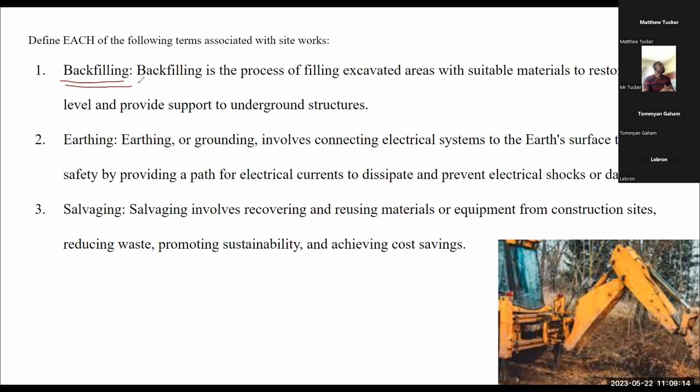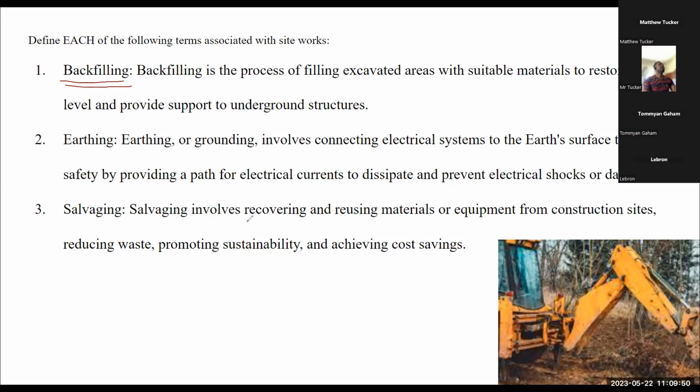Earthing. So earthing or grounding involves connecting an electrical system to the Earth's surface to ensure safety by providing a path for electrical currents to dissipate and prevent electrical shocks or damage. So pretty much earthing is where there's some form of electrical connection being done. Normally, depending on where you are, you see they run some form of electrical current near your post or something like that.